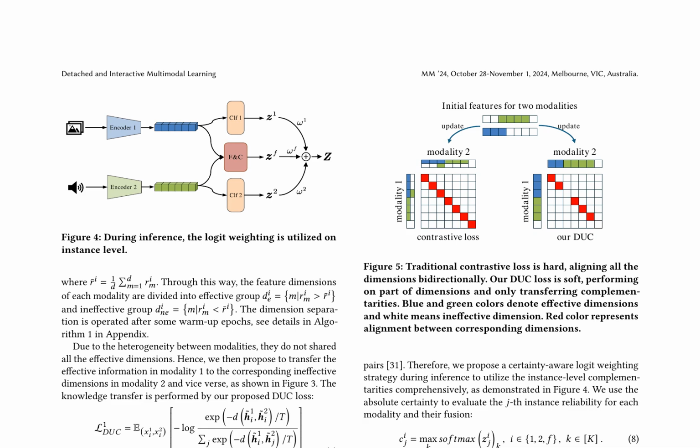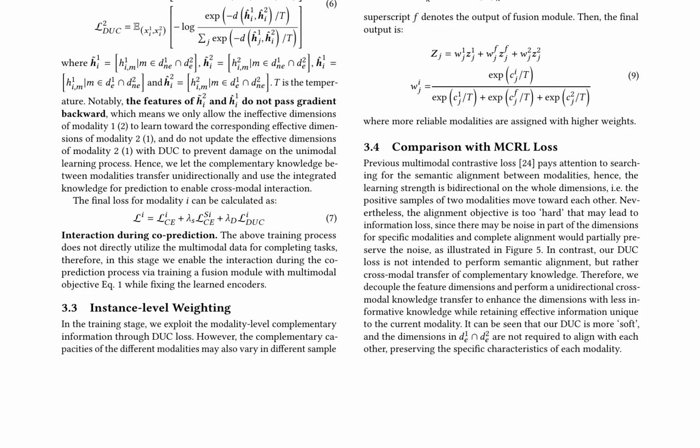The cross-modal interaction stage involves transferring the effective information from one modality to another. This is facilitated by the proposed DUC loss function, which encourages the ineffective dimensions in one modality to learn from the corresponding effective dimensions in another modality. The DUC loss is designed to be soft and unidirectional, preserving the unique characteristics of each modality while enhancing the less informative dimensions. During inference, the model employs a certainty-aware logit weighting strategy to utilize instance-level complementary information comprehensively.